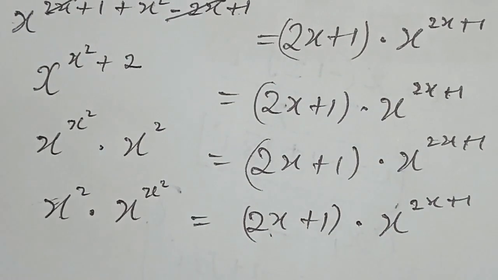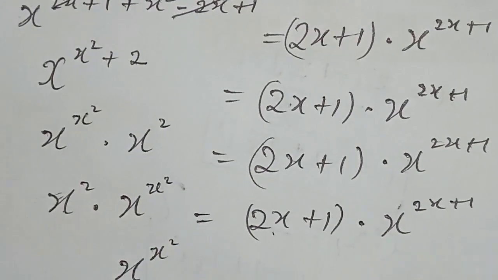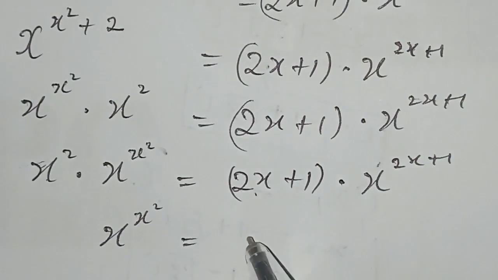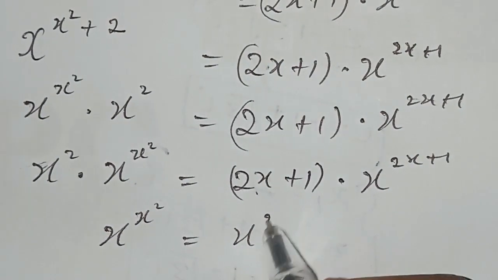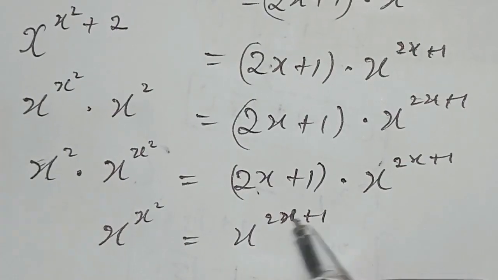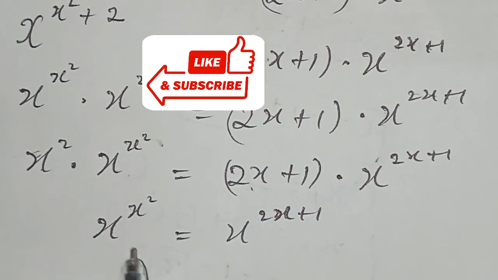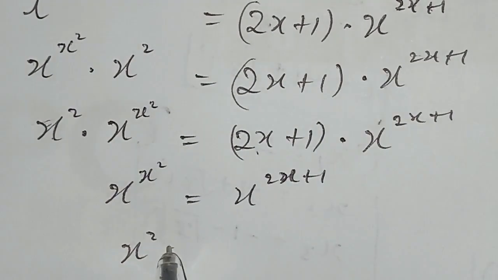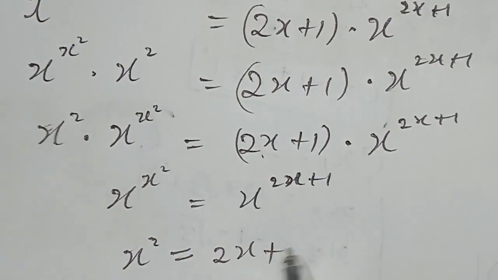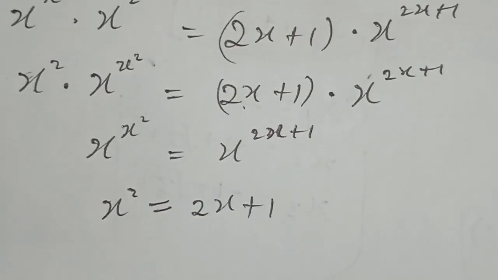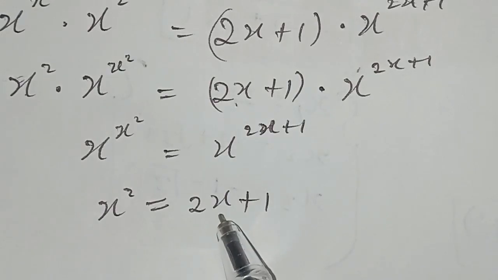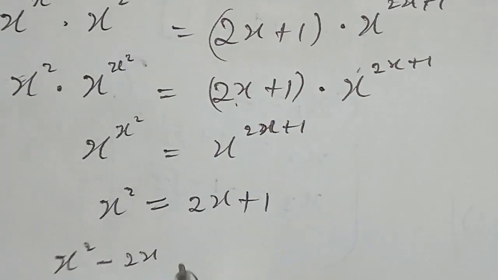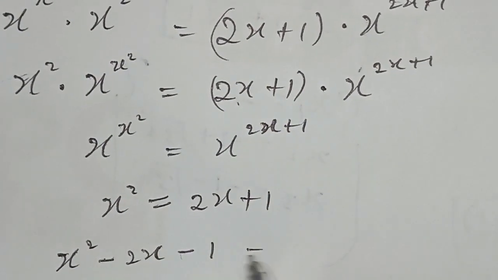So if we have x to the power of x squared equal to x to the power of 2x plus 1, we discover that the bases are x, and we can equate the exponents. So we have x squared equal to 2x plus 1. From here we can bring this 2x plus 1 to the left hand side. We have x squared minus 2x minus 1 equal to 0.